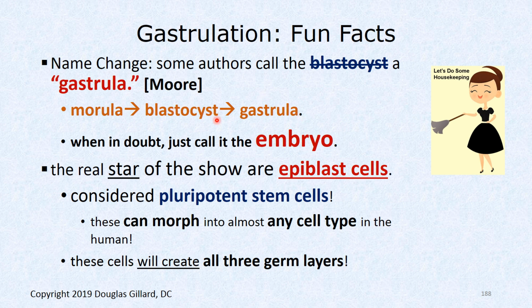And again, if you forget whether we're in the blastocyst stage or the morula stage, you can just call it an embryo, and you'll still be correct. The real star behind the scenes is the epiblast layer. These epiblast cells are going to convert themselves, and a whole bunch of changes are going to occur. They're going to end up forming all 3 of the germ layers. These are pluripotent stem cells, which means these are the real ones that embryologists are after.